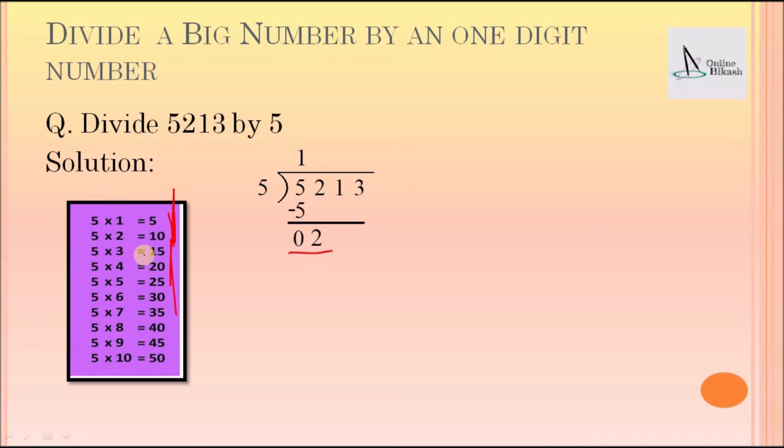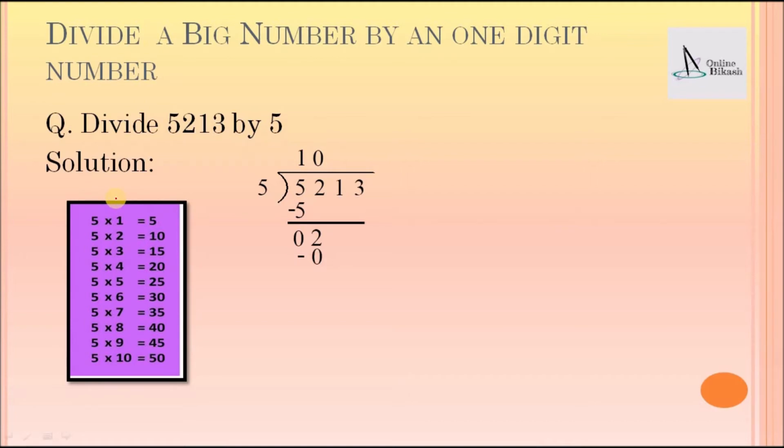Wait. 2 is not here, and the table is starting from 5 only. So 2 will definitely be in the upper part of this table. Yes or no? And 5 ones are 5. So if you go backward, what comes before 1? 0. That means 5 zeros are 0. That will be the perfect number for this case. 5 zeros are 0. Clear? Now you do the subtraction.